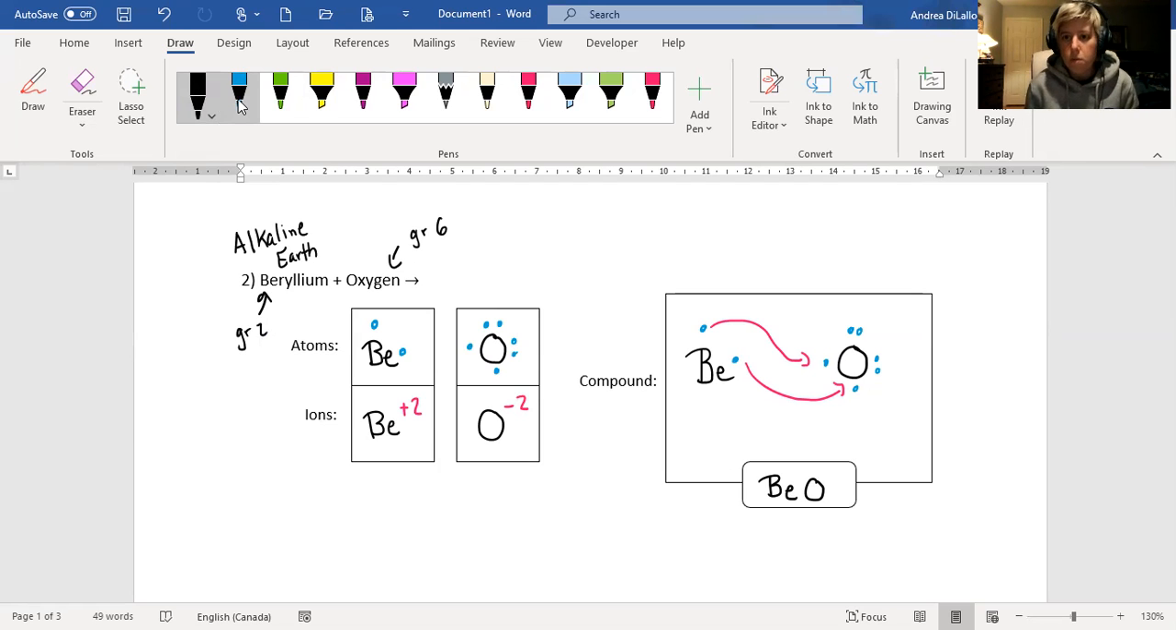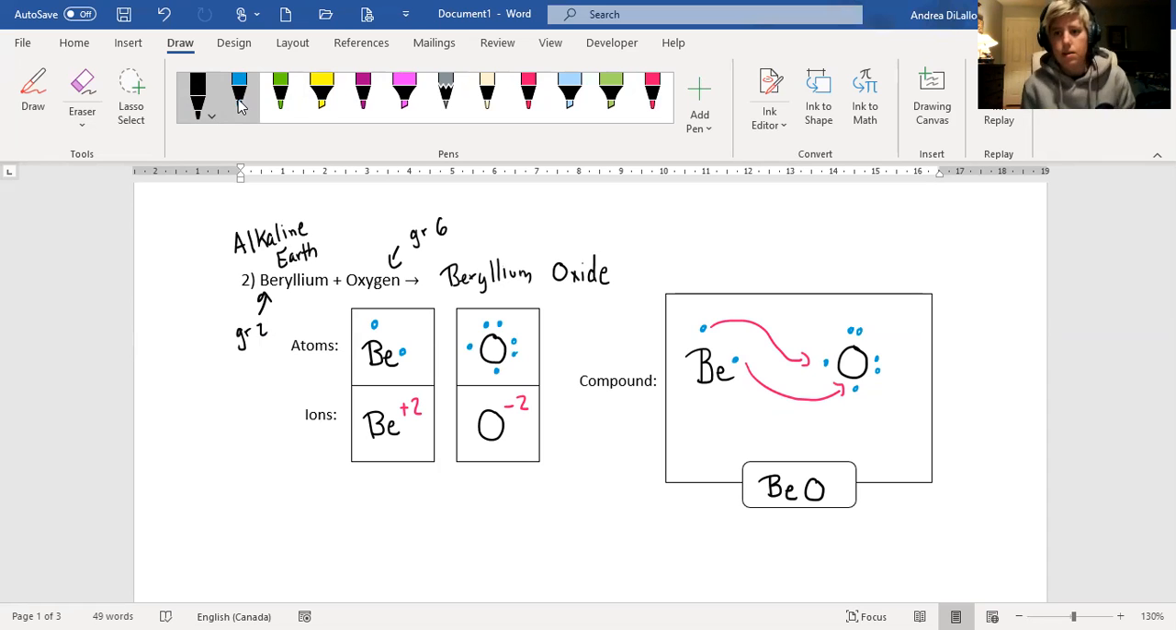This is the reason why, when we're looking at our compound names, the metal always goes first because it is the element that is losing electrons. The non-metal always goes second because it's the element that is gaining electrons. So our first 2 examples were pretty straightforward. One element is losing all its electrons and the other element is gaining all its electrons.